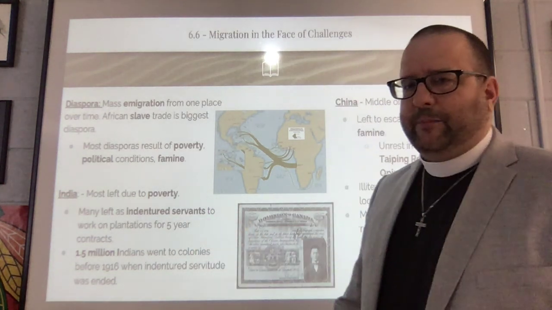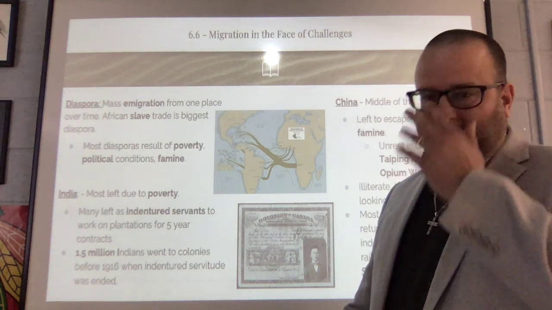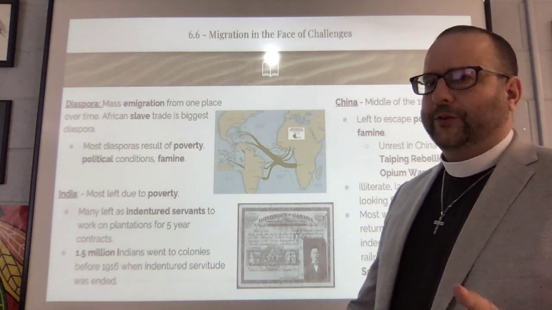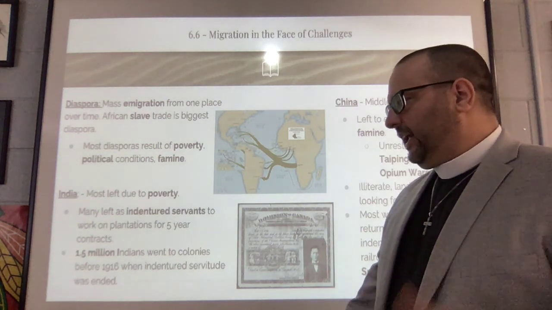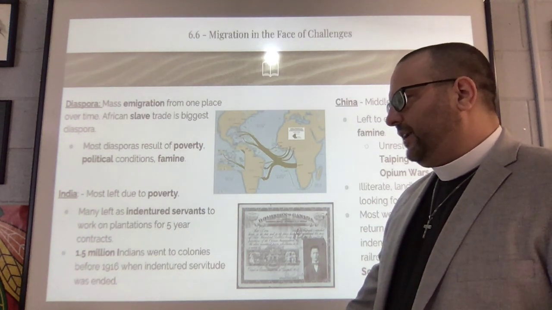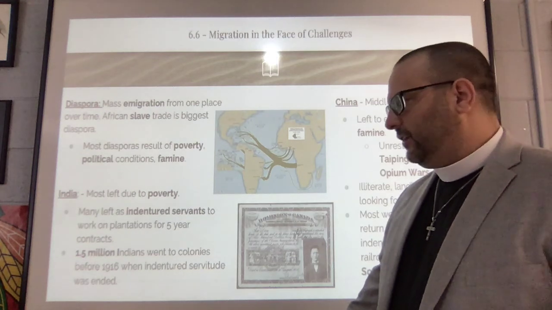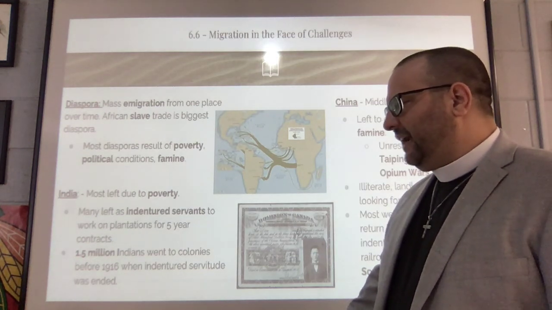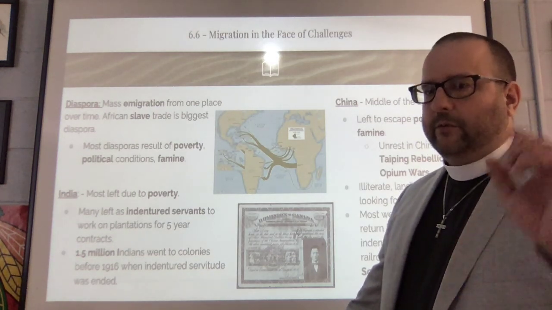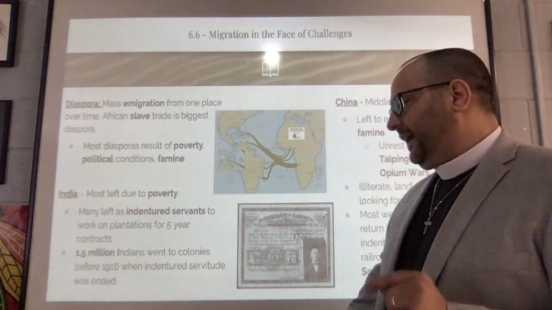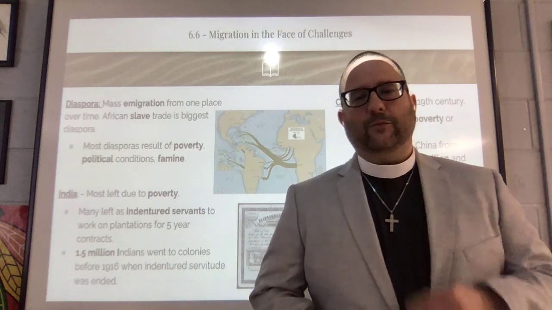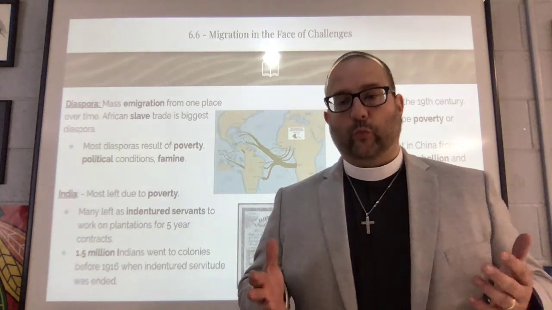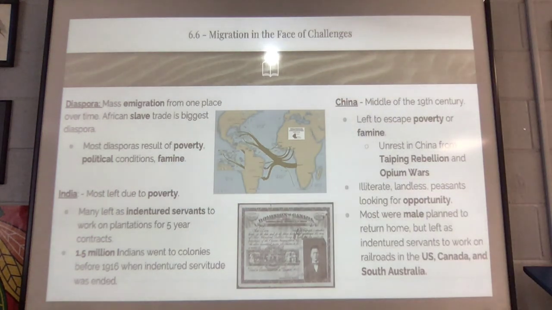India: most people left India because it was such a poor country, and only in recent years has it really begun to come back to life, so to speak. Many would leave as indentured servants to work on plantations for those 5-year contracts we talked about. About 1.5 million Indians, not Native Americans, from India, went to the colonies before 1916 when indentured servitude was ended. And that was also in the midst of a world war, World War I.